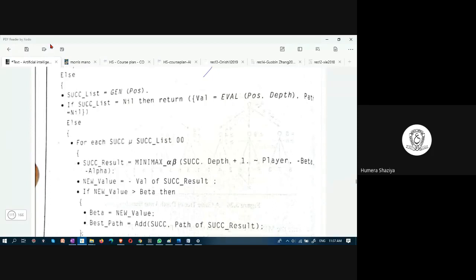result is equal to minimax alpha beta, successor, depth plus 1, which means again it is a recursive call. Successor depth plus 1 means the present node, whatever successor is, dot depth plus 1, the next one, because we have to check in this manner only. No? For this, we check its successors, and player, beta, alpha, new value is equal to value of successor result.